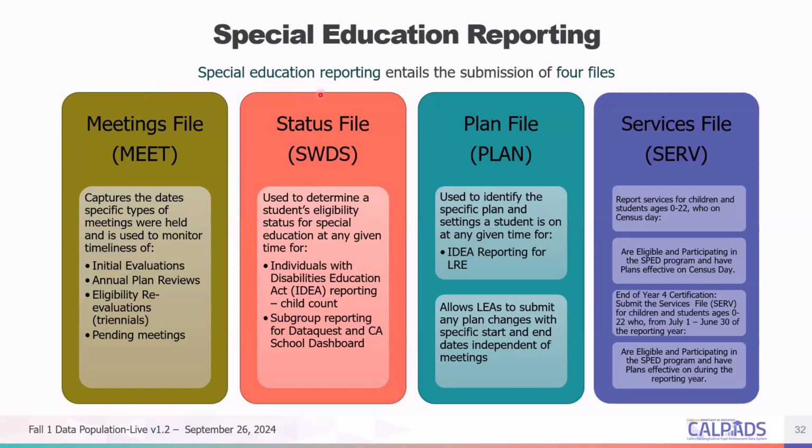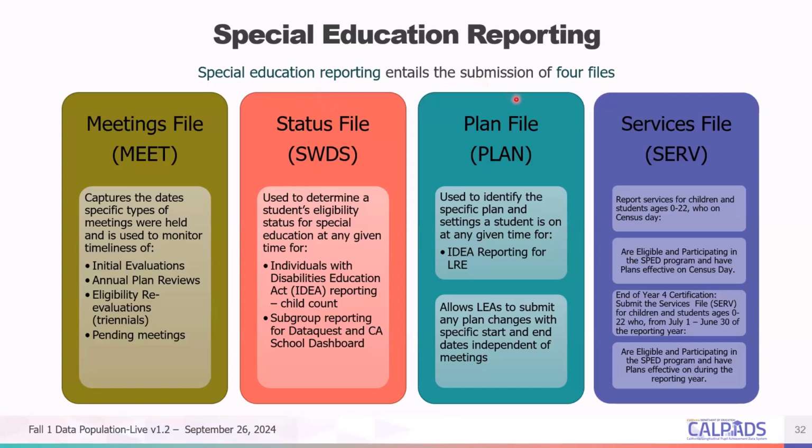The status file or the SWDS file is intended to determine a student's eligibility for and participation in the special education program at any given time. And this is in line with IDEA reporting, with DataQuest, and with the California School Dashboard.